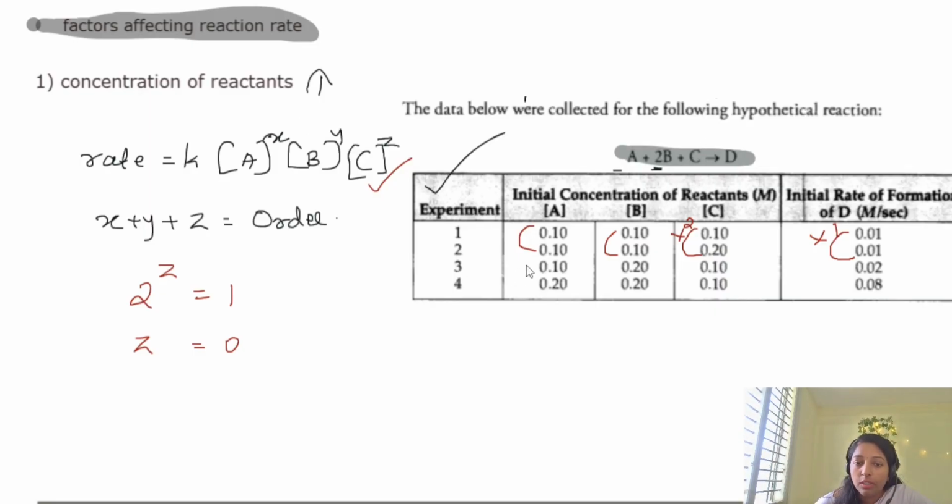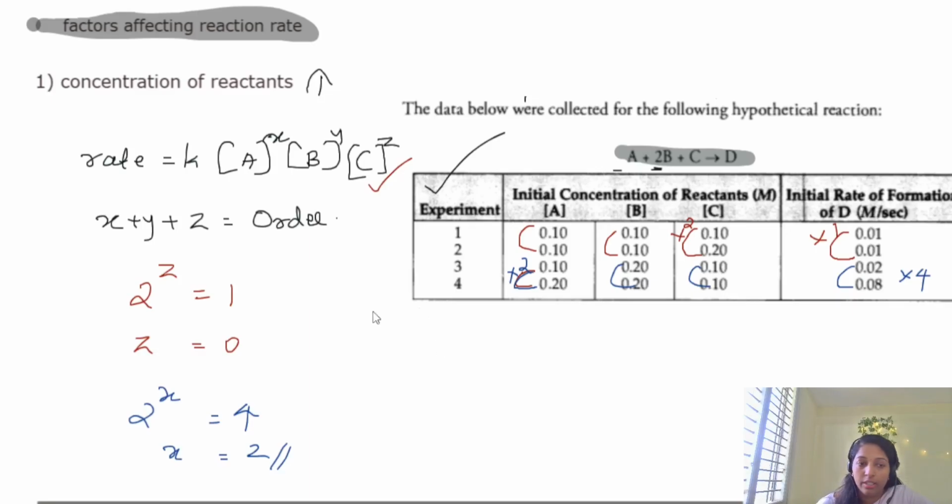Okay, so let's see A and B. For getting the A power, what do you need to do? Can we take experiments 2 and 3? A is the same, B is doubling, but C is also changed, so we don't want to take that one. For an easy case, you can do 3 and 4. Look at 3 and 4. Here only A is changing. A is doubling, B is the same, C is the same. See, the rate is quadrupling. So again A is doubling, so 2 is the base and 2 raised to x is equal to 4, since it's quadrupling. So x will be 2.